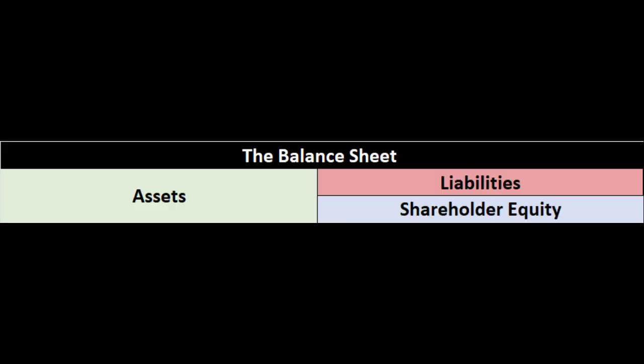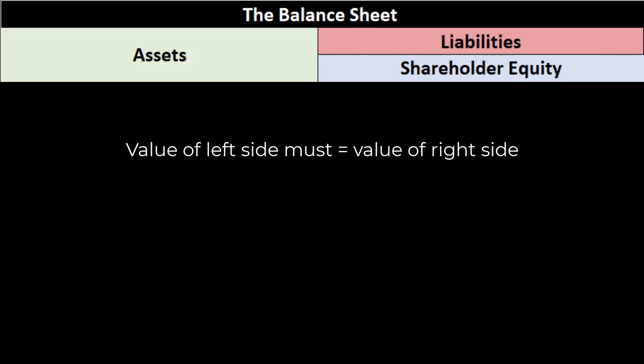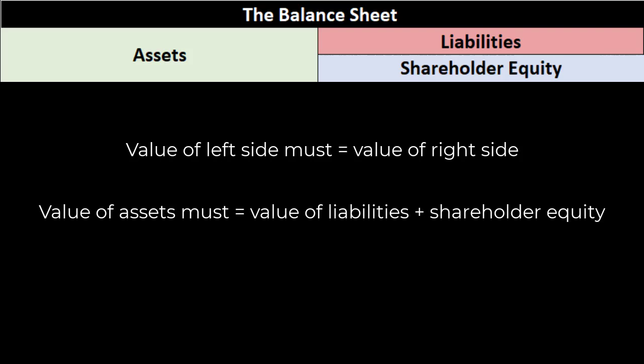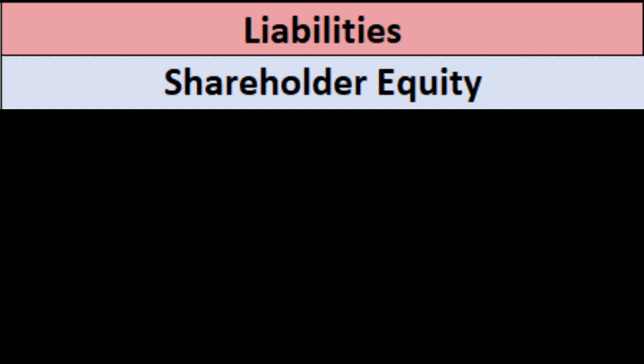The balance sheet has two sides. On one side, we have the assets. On the other side of the balance sheet are the liabilities and the shareholders' equity. The important thing about the balance sheet is that the value of the left side must be equal to the value of the right side. That is, the value of the assets must be equal to the value of the liabilities plus the shareholder equity. It must balance.